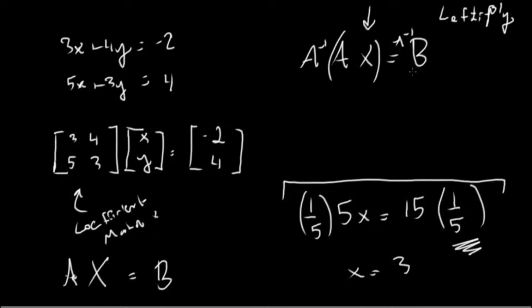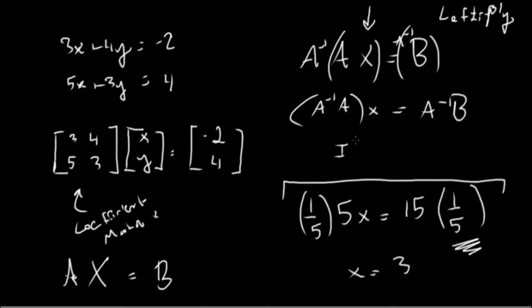So if I have this first, matrix multiplication is associative, so I can go ahead and write this as that. And then A inverse times A is just the identity matrix, and we're left with our solution. X is going to be A inverse times B. So let's go ahead and do that with what we have over here.